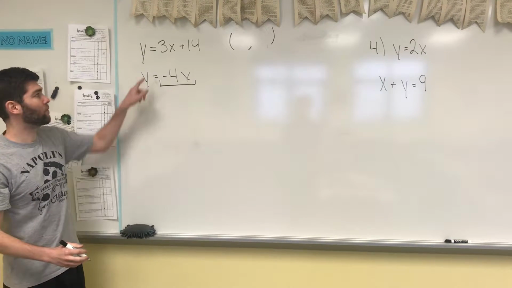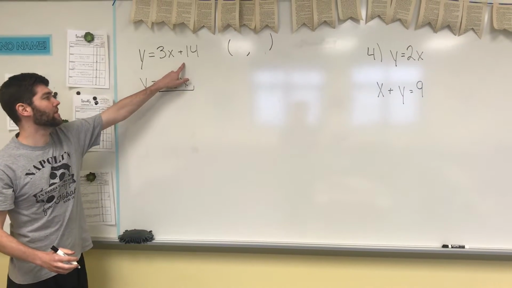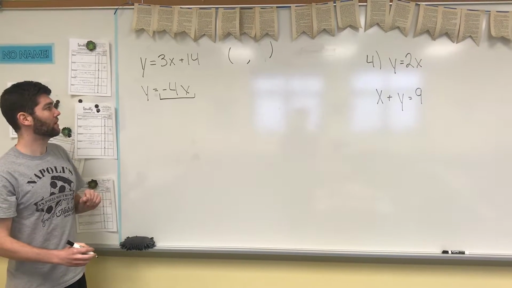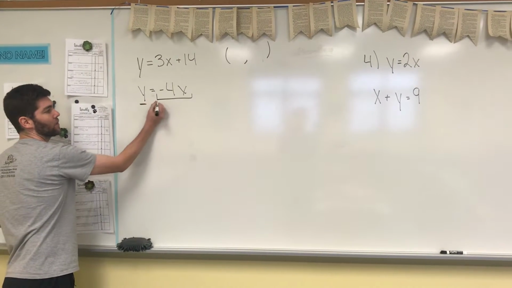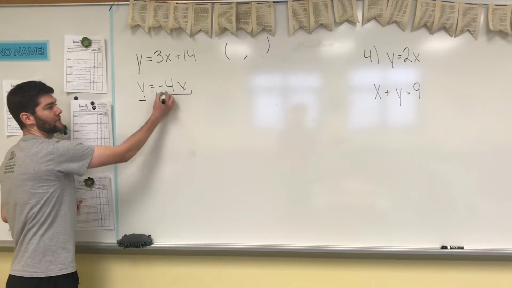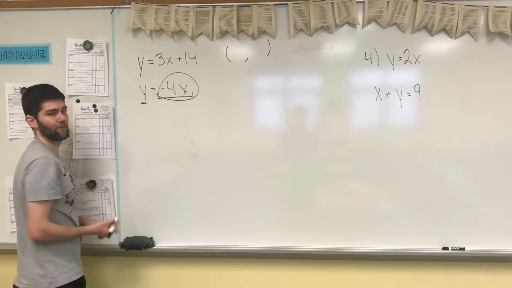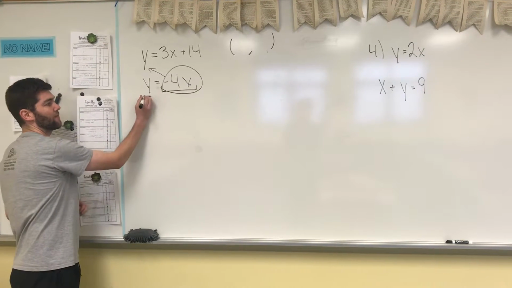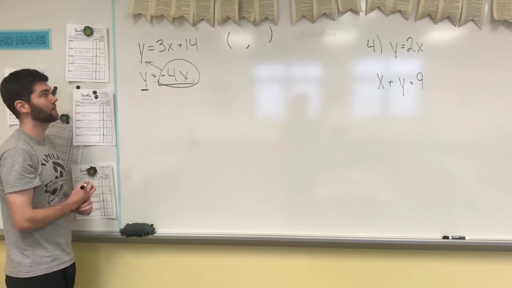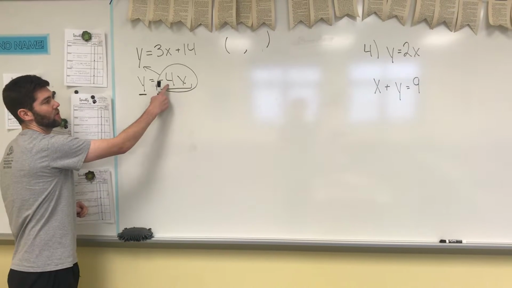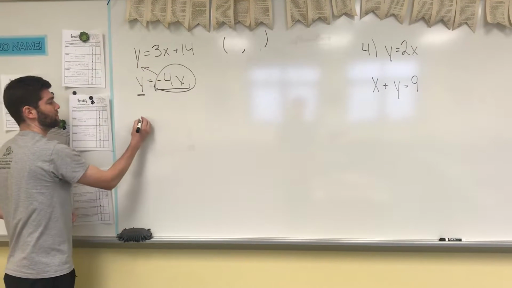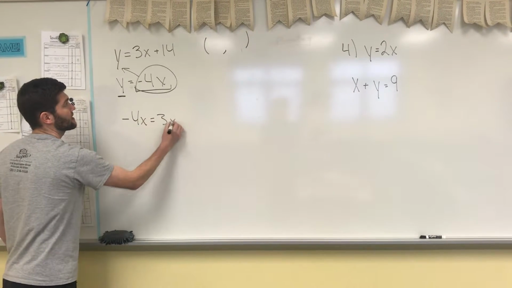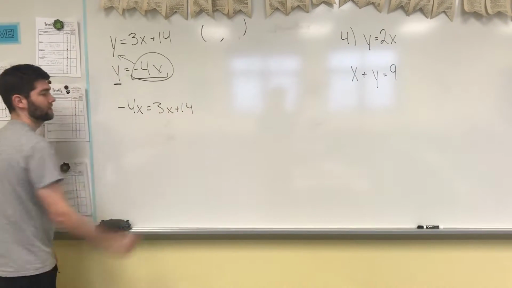Now if you look here, I have y equals 3x plus 14 and y equals negative 4x. So because I have a y equals all of this stuff, I have to substitute all this in for my y. I can only substitute it in for wherever my variable tells me to substitute it in for. So I'm going to take this negative 4x and I'm going to put it in for y. Negative 4x equals 3x plus 14.